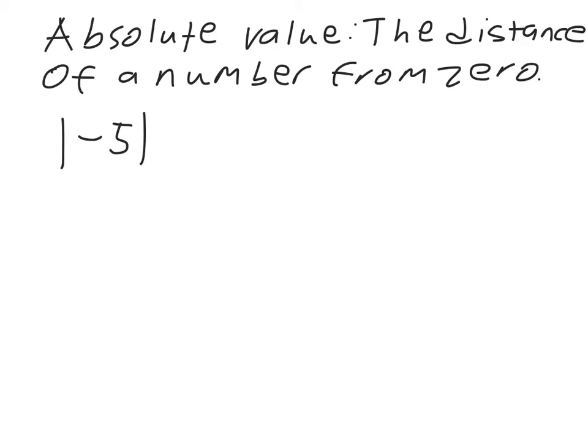So we have the absolute value of negative 5. That is going to equal positive 5. So the absolute value always makes a number positive. So if we have the absolute value of 7, well, it always makes a number positive. 7 is already positive, so it's 7.